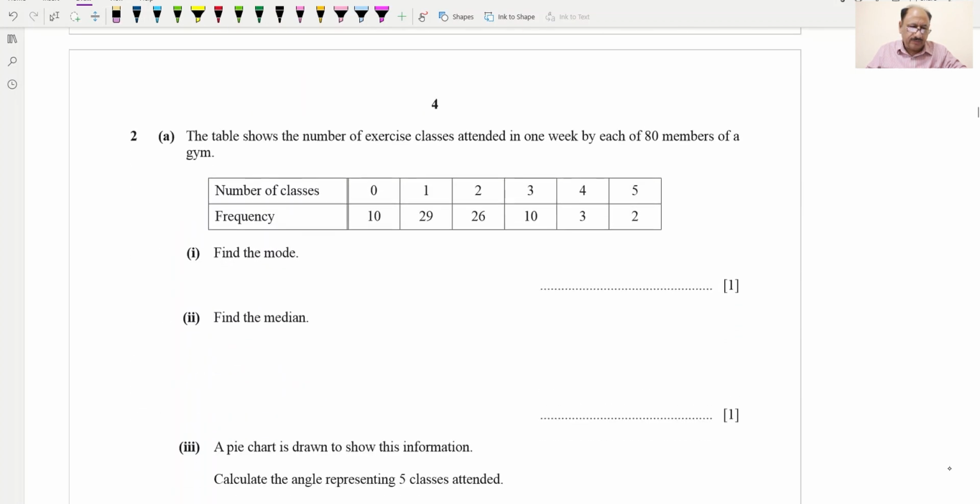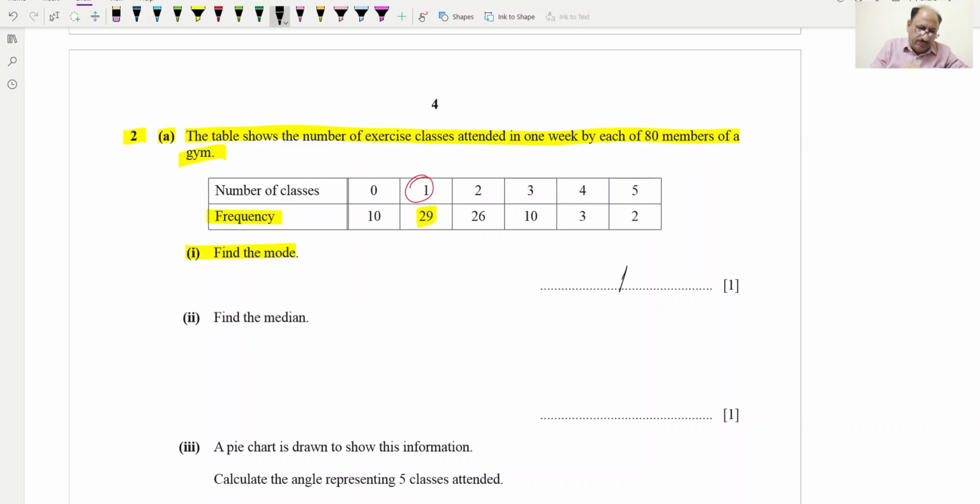So this is done. Question number 2a part. The table shows the number of exercise classes attended in 1 week by each of 80 members of a gym. So find the mode. Mode is most frequency, most occurring, or most repeating, which is 29, and this frequency is for one class. So our answer will be 1.